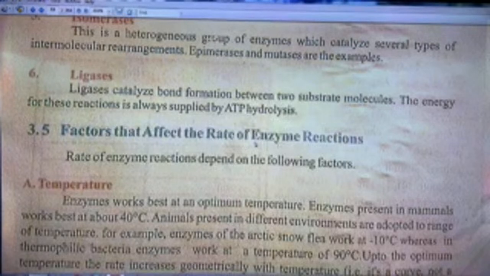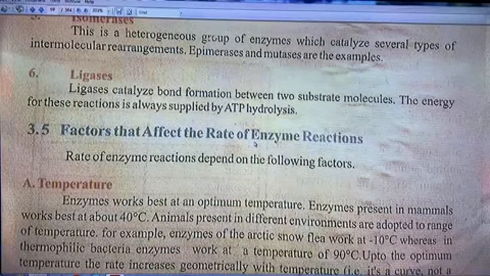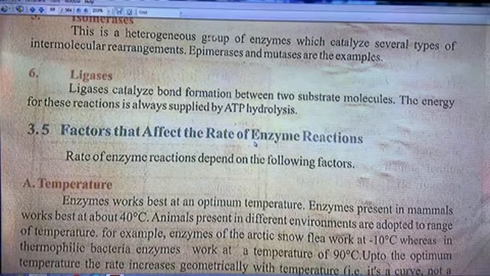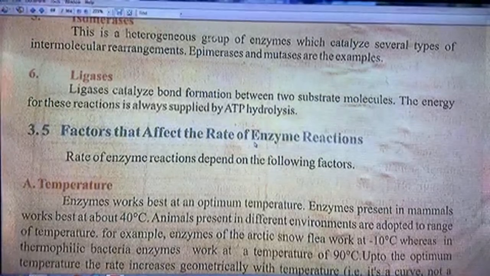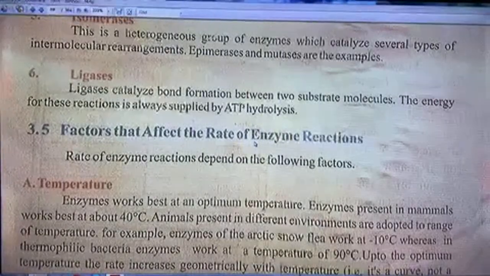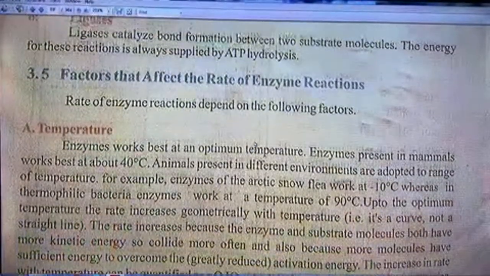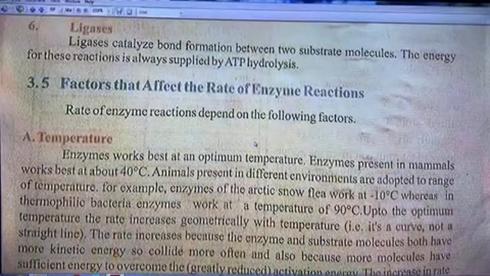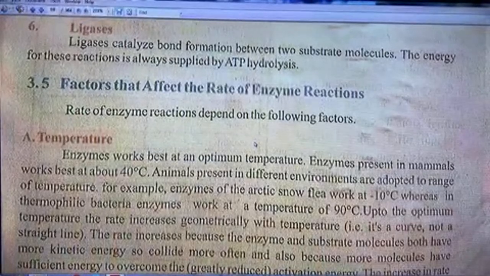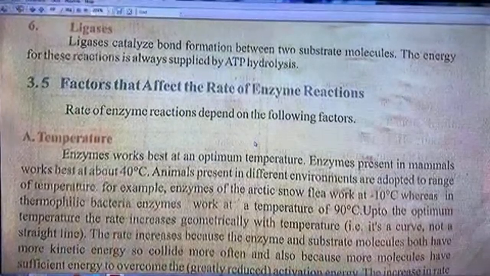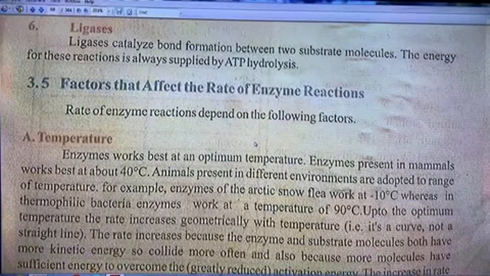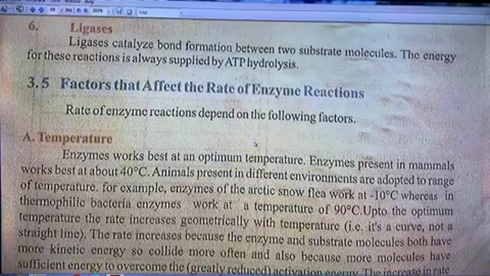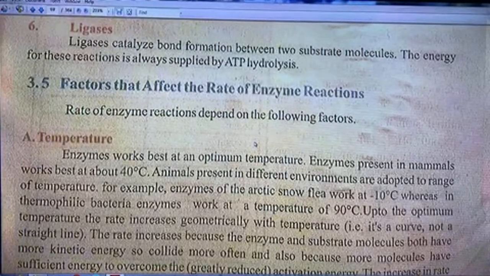This is a heterogeneous group of enzymes which catalyze several types of intramolecular rearrangements. Epimerases and mutases are examples. Ligases. Ligases catalyze bond formation between two substrate molecules. The energy for these reactions is always supplied by ATP hydrolysis.